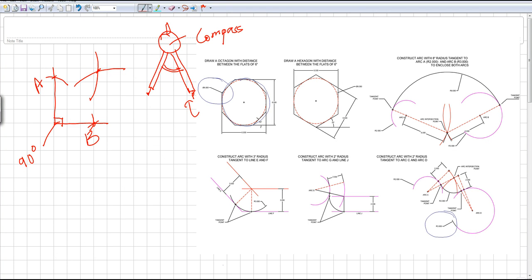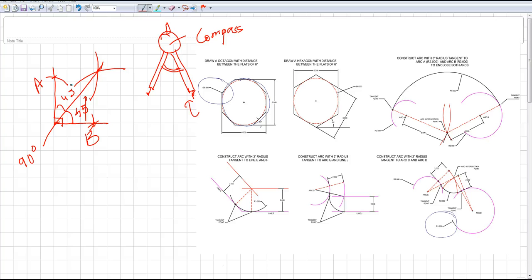Now to complete my bisection, all I have to do is draw a line from the new intersection going all the way till the end. So if I were to measure it, this would be an angle of 45 degrees, and that would be the same, 45 degrees. So this is how I would bisect two lines which is at a certain angle.